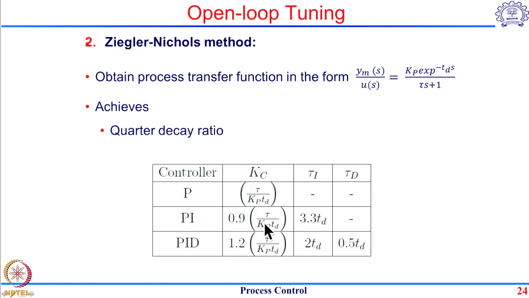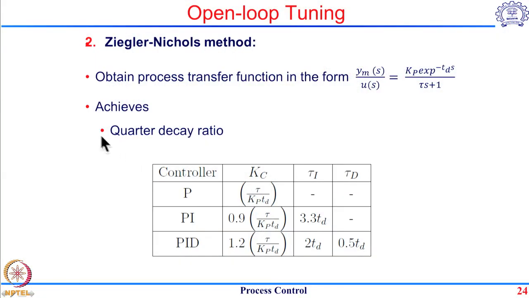You can see that again the same trend is followed: the P controller will have an intermediate gain, PI will have a lower gain than P, and the PID will have a higher gain than the P controller. So you can see that all these methodologies try to follow the basic analysis which we have done for P, PI and PID controllers, just that the values you get are based on the criteria which is selected.